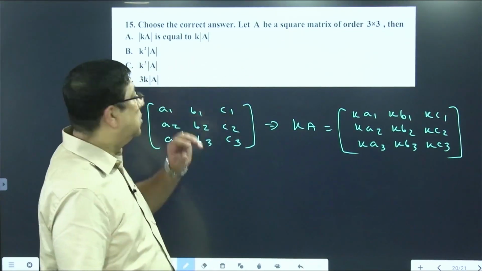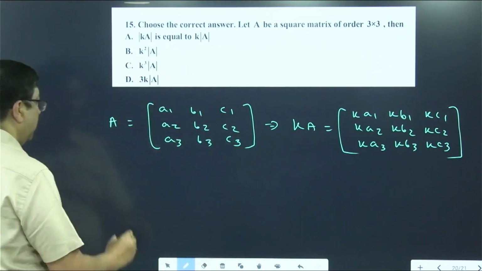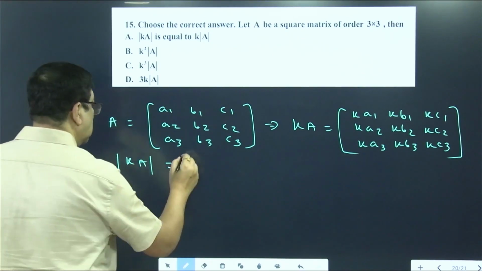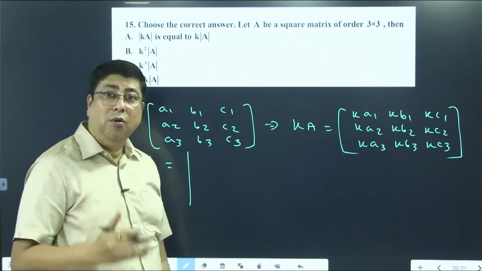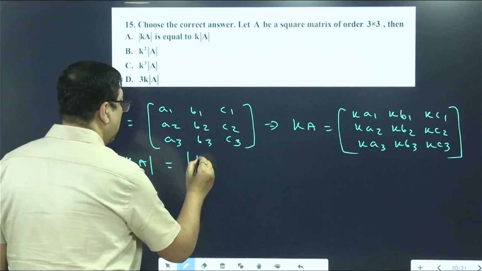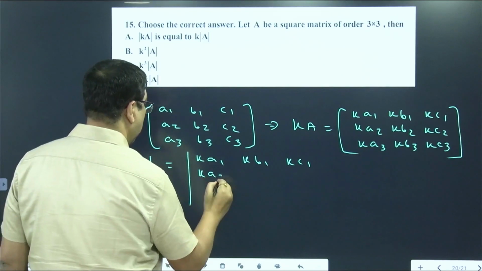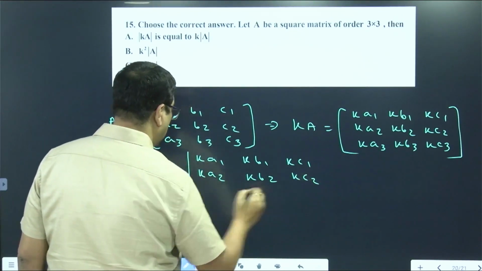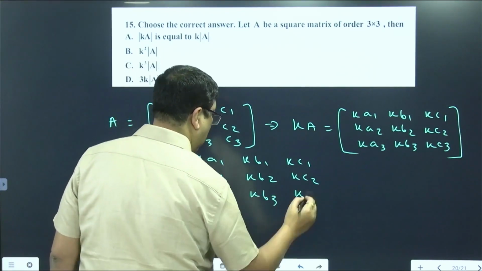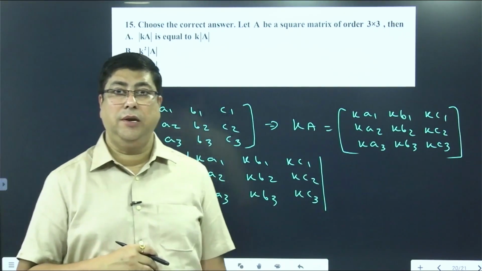Now, according to this question, we are converting this matrix to the determinant. It means the determinant of KA equals this, which now becomes a determinant. As we know, the value of the matrix is called the determinant, and obviously it should be a square matrix. Now Ka1, Kb1, Kc1, Ka2, Kb2, Kc2, Ka3, Kb3, Kc3.